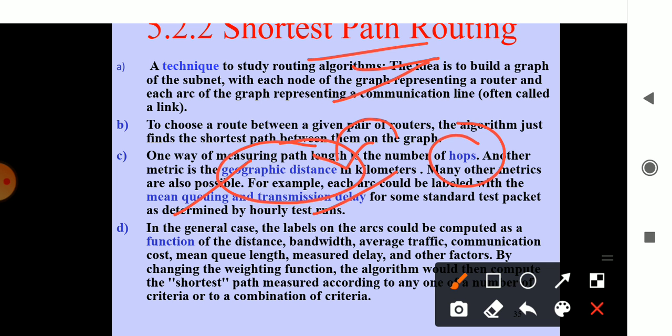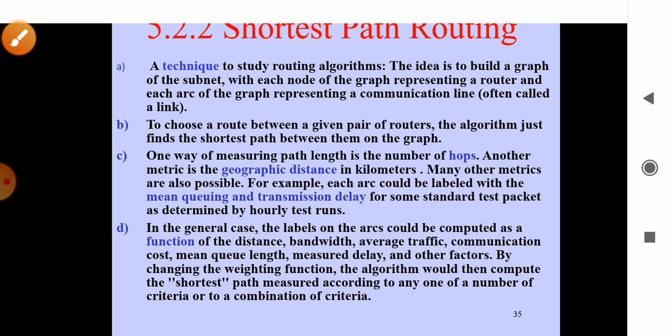And the shortest path functions based on the distance, bandwidth, average traffic, the communication cost, and the mean queue length. Then you have the measured delay, and other factors on which the shortest path is considered. Okay, so whenever the route is chosen, when it is developed in the beginning, only the cost factor is checked. So whenever it is developed, it will check for the cost. It may cost more.